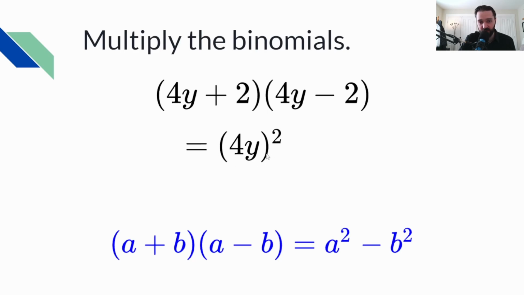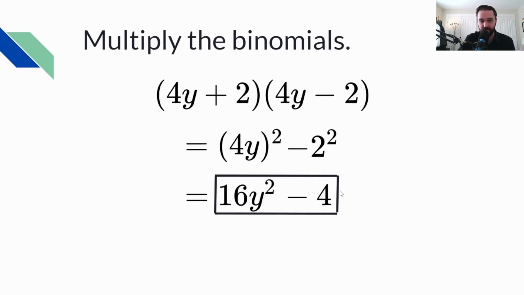Notice I'm including parentheses again to avoid the mistake from last time. We need to square that entire thing. The thing is 4y. So we have (4y) squared minus 2 squared. And that gives us 16y squared minus 4. So that's my final answer.